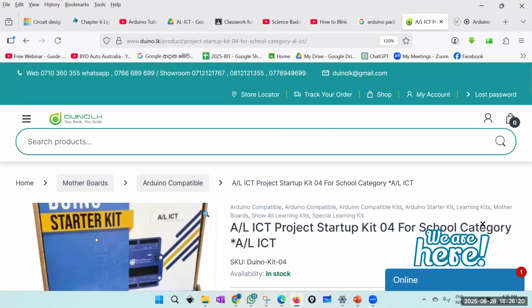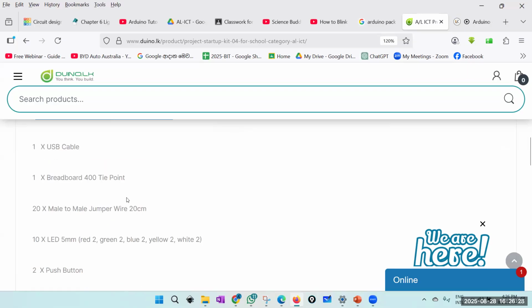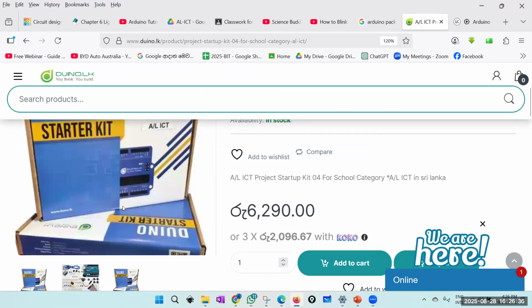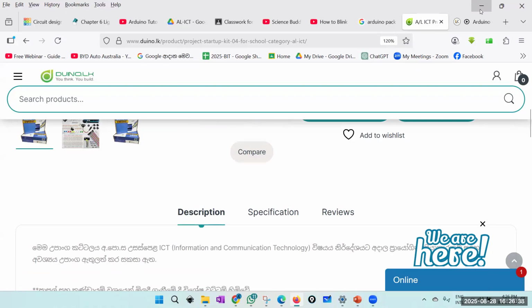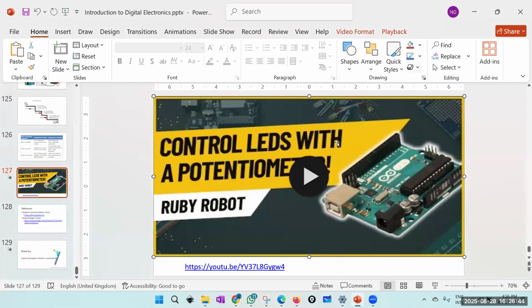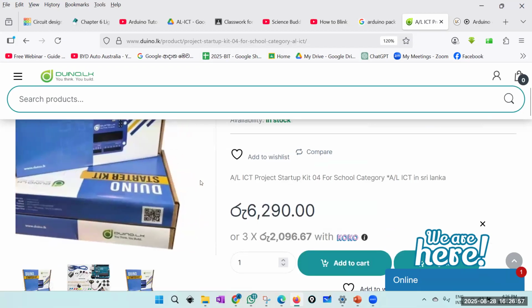You just buy the basic thing, but make sure it has an Uno set and something like a 400 tie point breadboard. Then you can get other things from an electronic shop. Right, so let's get back to our discussion. But again, it's not a must, but it's always good to have those physical sets of things. You can do it 100% virtually also. Don't worry, there are so many possibilities, but if you can do it hands on, that is always better, because this is a practical subject.